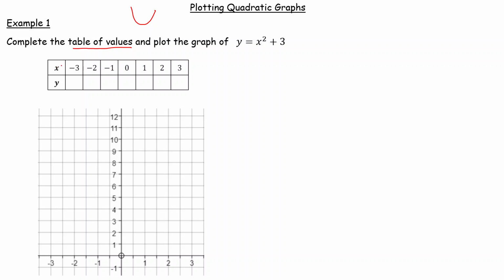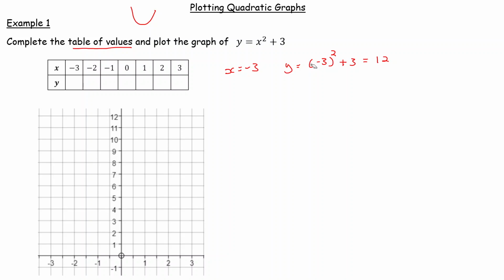So first of all, we're considering when x is equal to minus 3, and I put it into my equation to get y. So y is equal to x squared, well x is minus 3, so let's write it as bracket minus 3, squared, and let's add on 3. Well, minus 3 squared is equal to positive 9, a negative times a negative, so positive 9 add 3 is equal to 12.